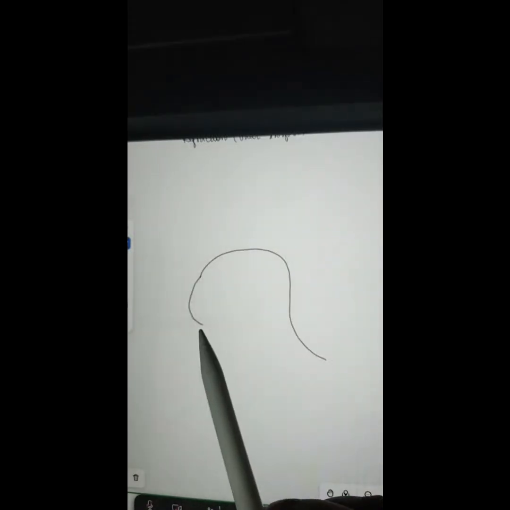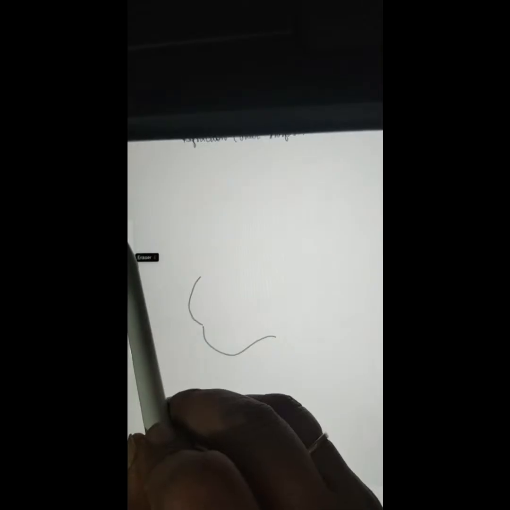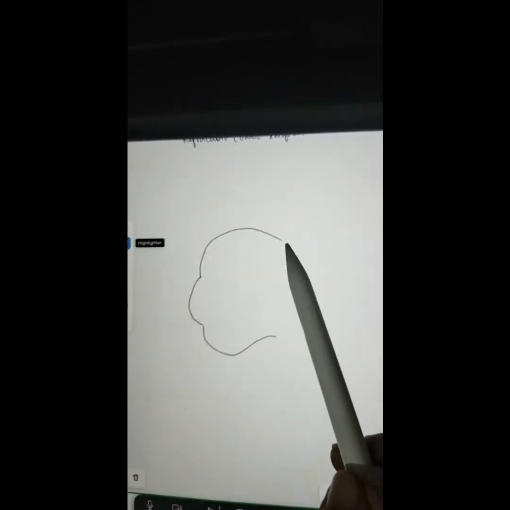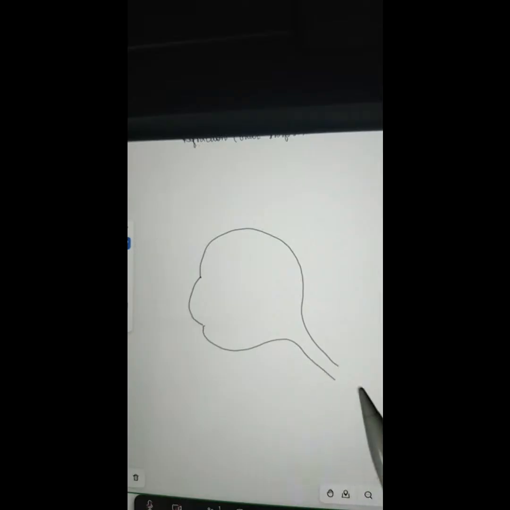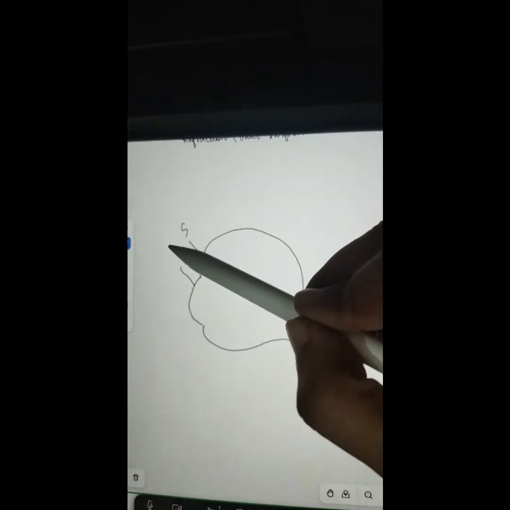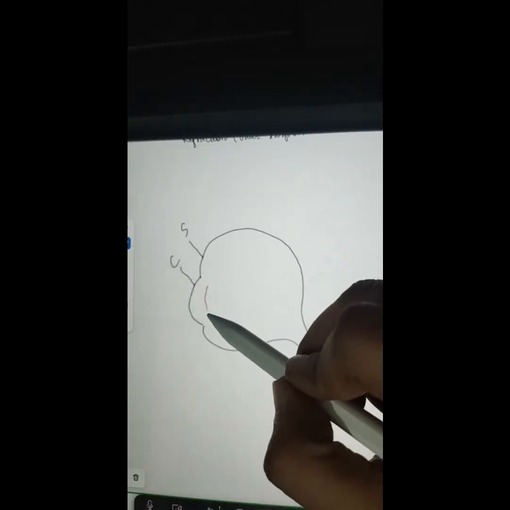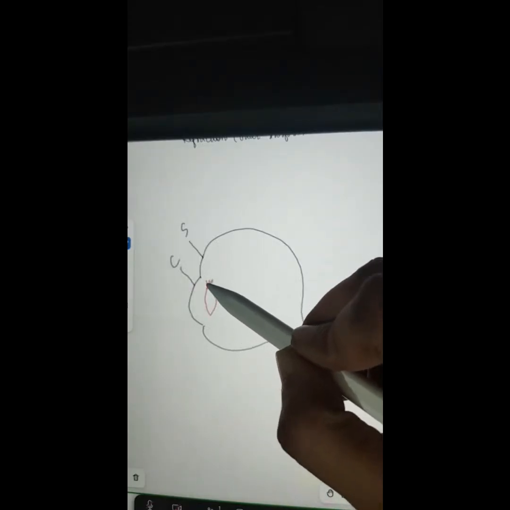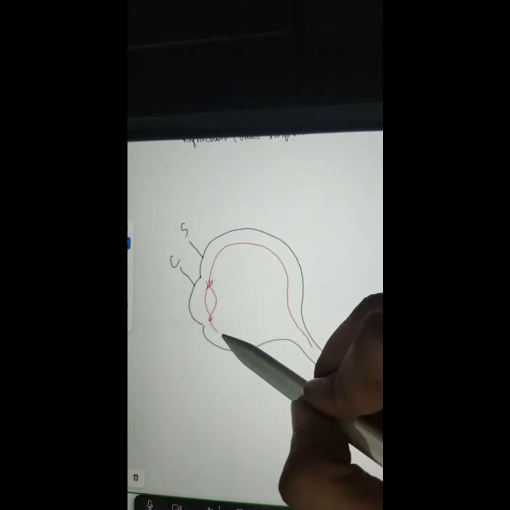So this is cornea. Try to make a circular eye, right? So this front part is the cornea. This white part is the sclera. I am just writing the initials, okay? And here we have lens, which is convex. We have ciliary muscles here. This is retina, and here is the optic nerve.